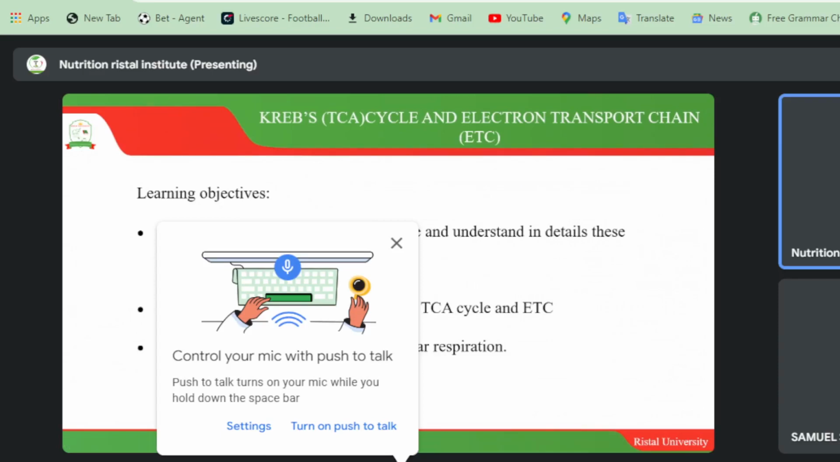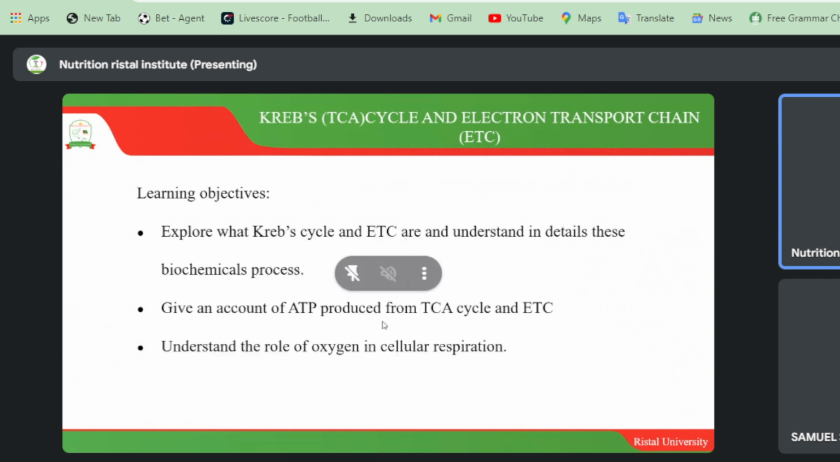Today we are going to have a lecture on the Kreb cycle, which is also called the TCA, or tricarboxylic acid cycle, and the electron transport chain (ETC). Learning objectives for today: by the end of this lecture, you should have explored what the Kreb cycle and electron transport chain are, and we understand in detail these two biochemical processes.